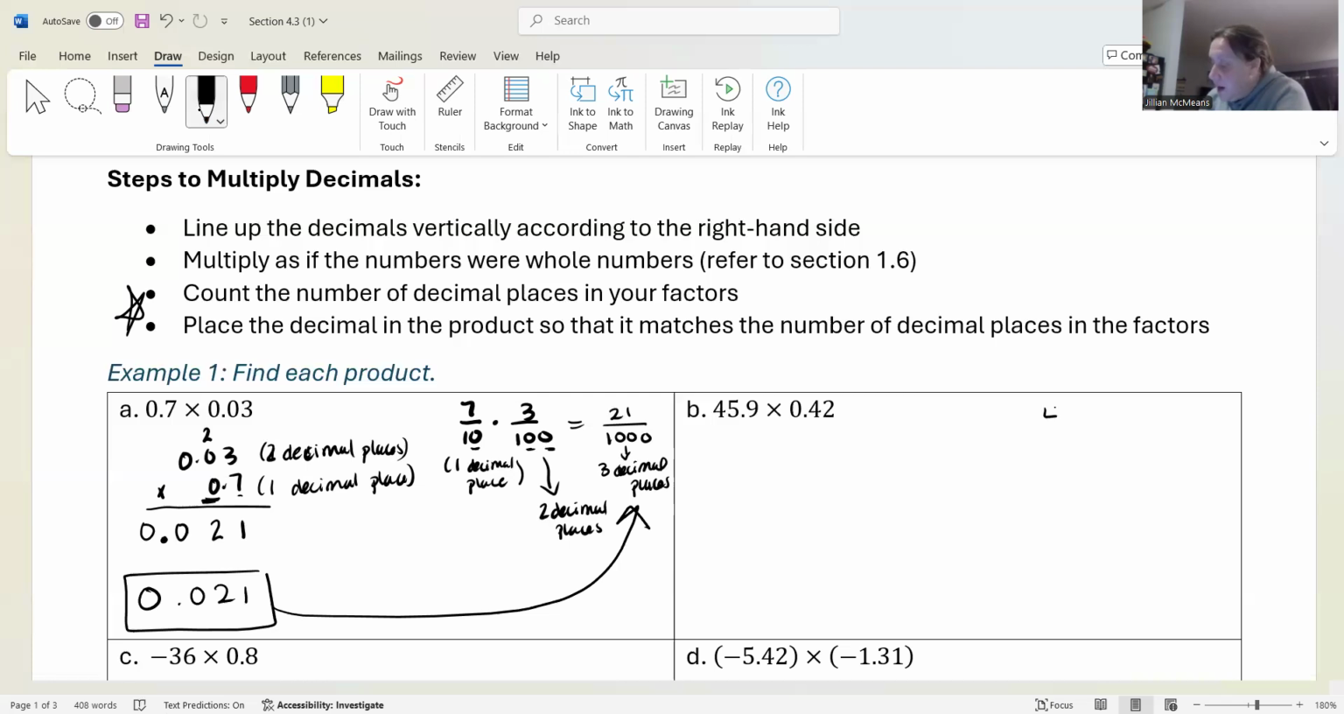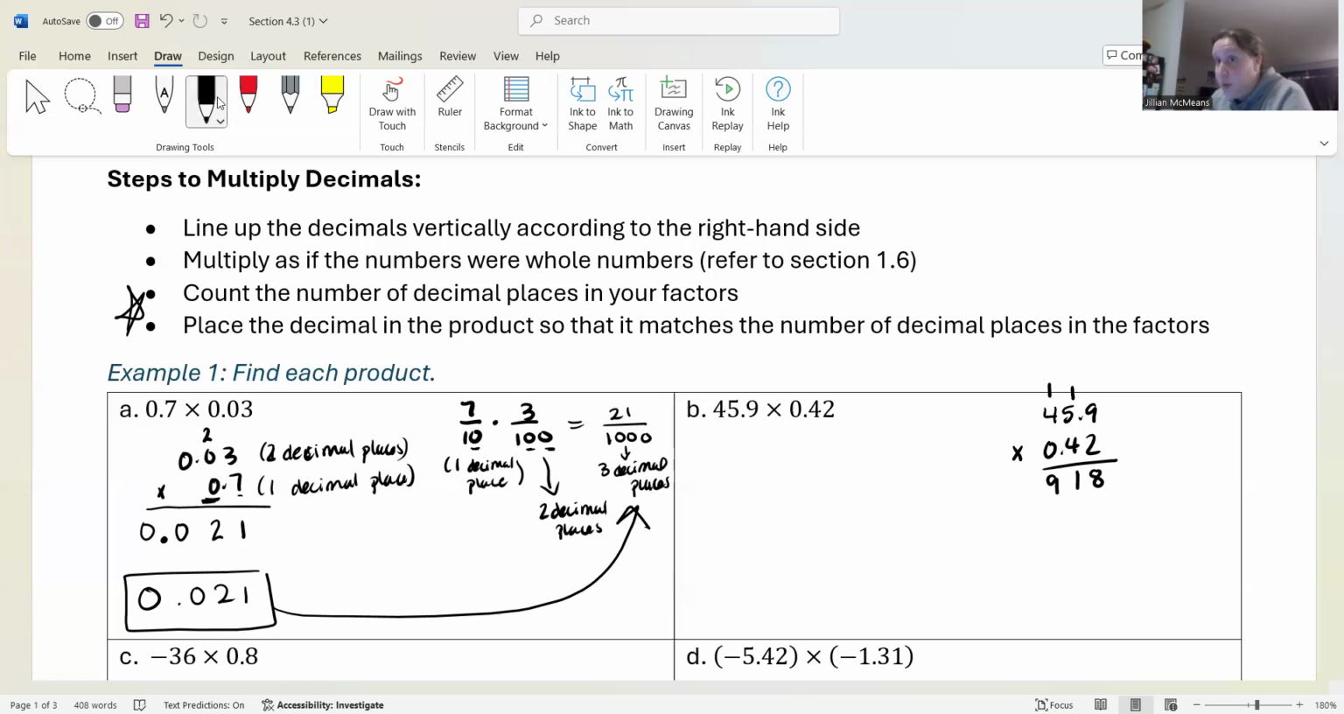So I'm going to go off to the side and write 45.9. And I'm going to multiply by 0.42. Notice I do not line up my decimals. We don't have to do that with multiplication, okay? And now I'm just going to start multiplying. So I'm going to multiply by 2. So 2 times 9 is 18, so I'm going to keep an 8, carry a 1. 2 times 5 is 10, plus the 1 I carried is 11, so I keep a 1, carry a 1. And then let's see, 2 times 4 is 8, plus the 1 I carried is 9.